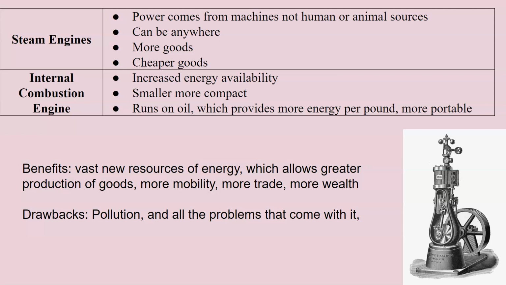Benefits of this: vast new resources of energy that you can generate, so much more power, allowing for greater production of goods, also more mobility, more trade, more wealth. So a lot of upside, but also some downside. Pollution is probably the number one of all these, and then all the problems that come with it. And then you could get into all the drawbacks of industrialization with the poverty and the poor working conditions and all the other stuff that came off of that.